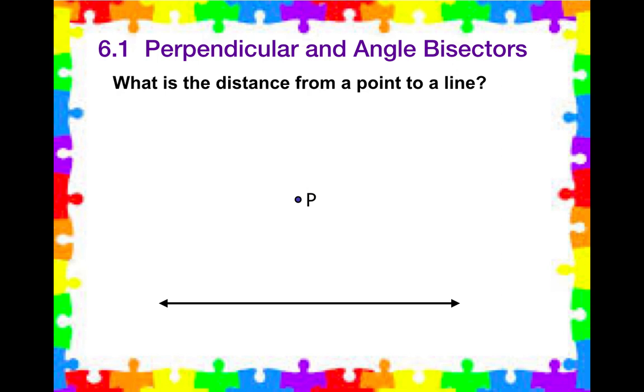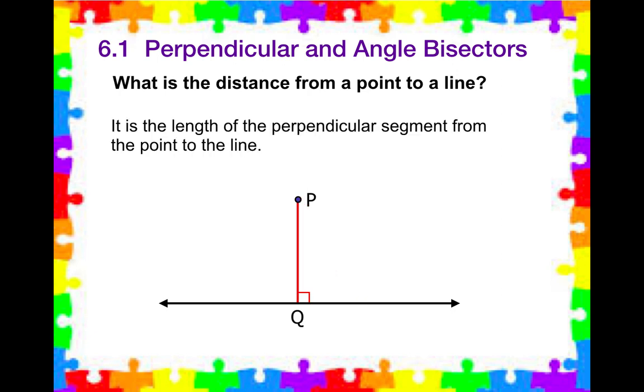So the first point we want to make here is, what is the distance from a point to a line? If I have a point P that's away from a line, then I could just draw a distance like that. But that's not really what the distance is. The distance is a very specific line, not just any old line that I pick.